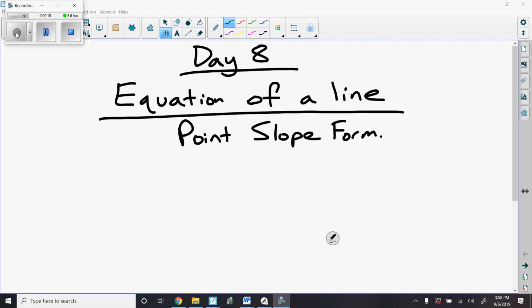Today we have a nice, easy, but very, very important thing to learn. It's basically Algebra 1, right? We're just working with the equation of a line, but we're working specifically with point-slope form.